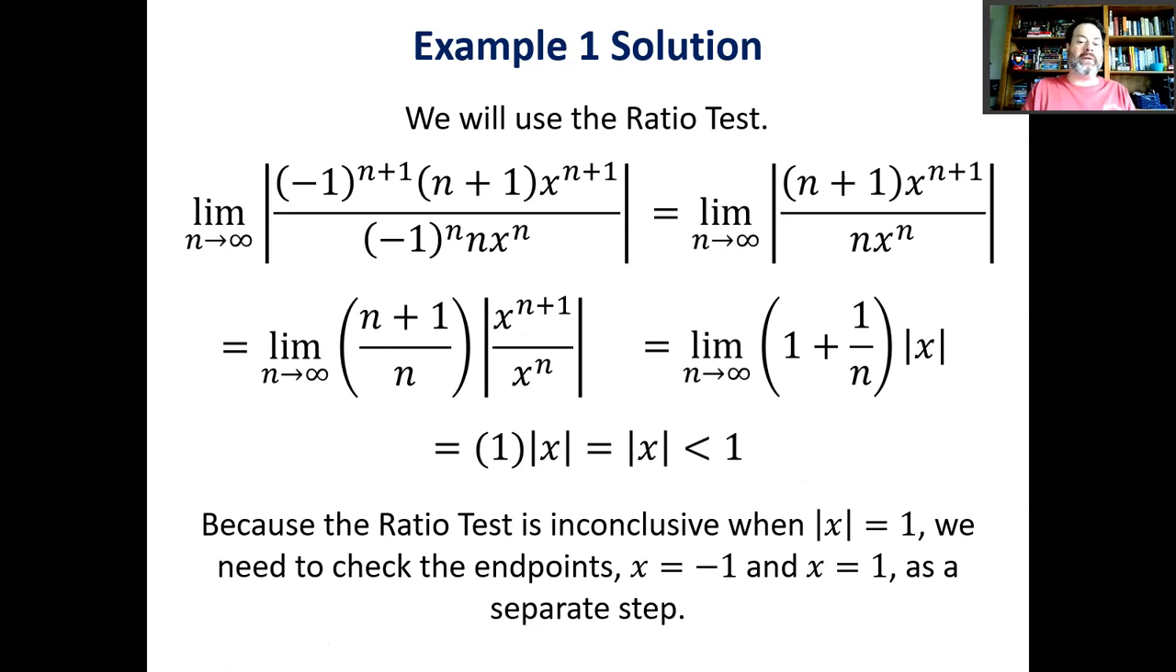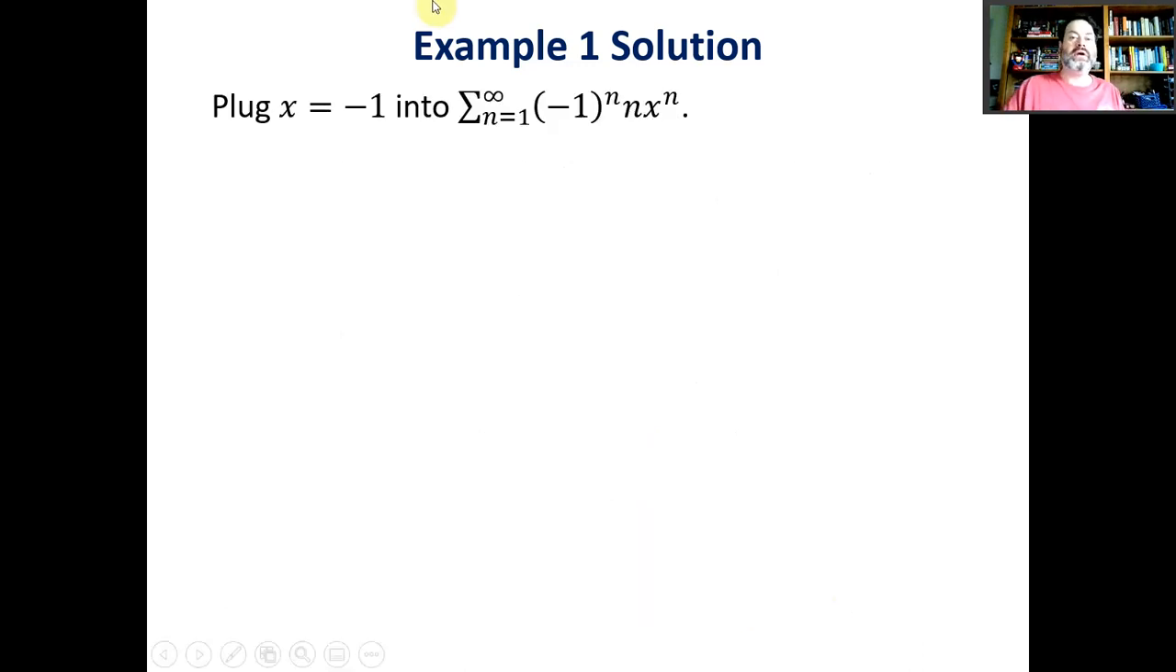But we don't know about the endpoints, right? The ratio test doesn't tell us what happens when the absolute value of x equals 1. So we need to check these endpoints separately. What we do is go back to our original series and plug the endpoints in, and they turn into numbers, and we see what happens to those numbers. So here's how it works. Here's our original series.